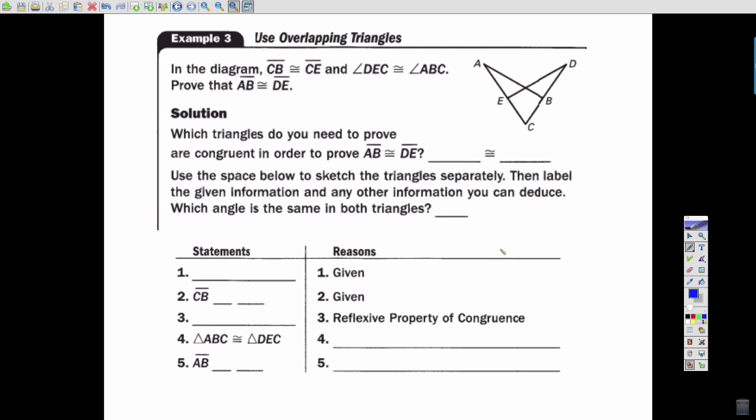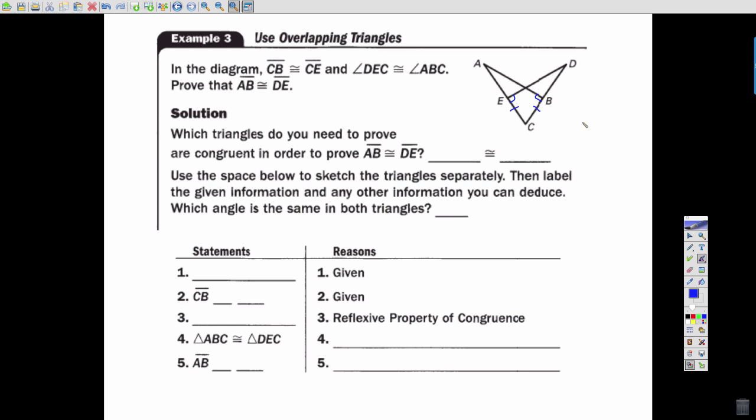The third one, let's see. We have CB and CE are congruent. So CB and CE are congruent here. Okay, notice CB is one leg of this triangle and CE is one leg. That's the corresponding side. And angle DEC is here, and angle ABC are congruent, so that's good. Then we have to prove AB, which is this side, and DE are congruent.